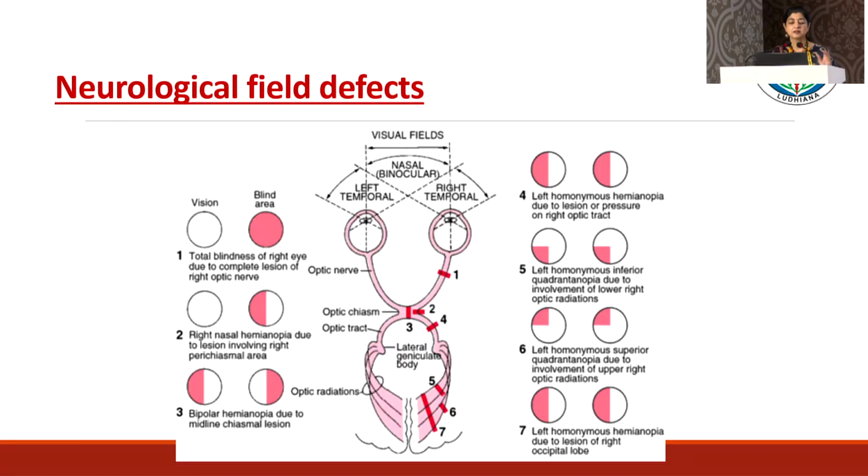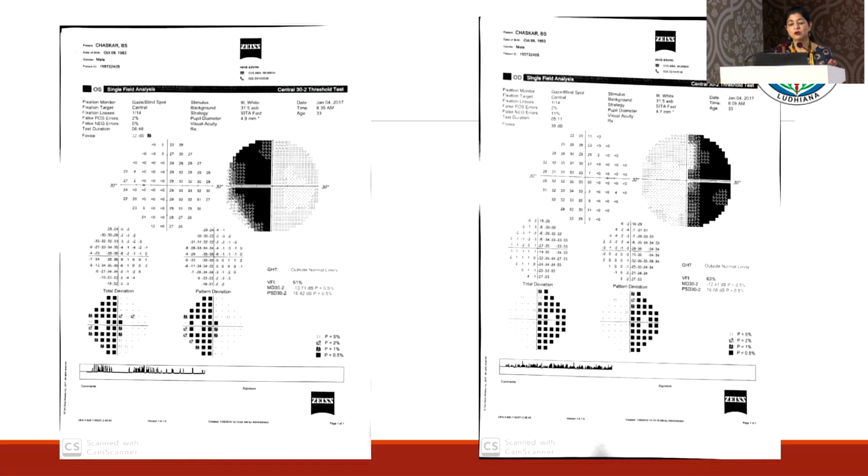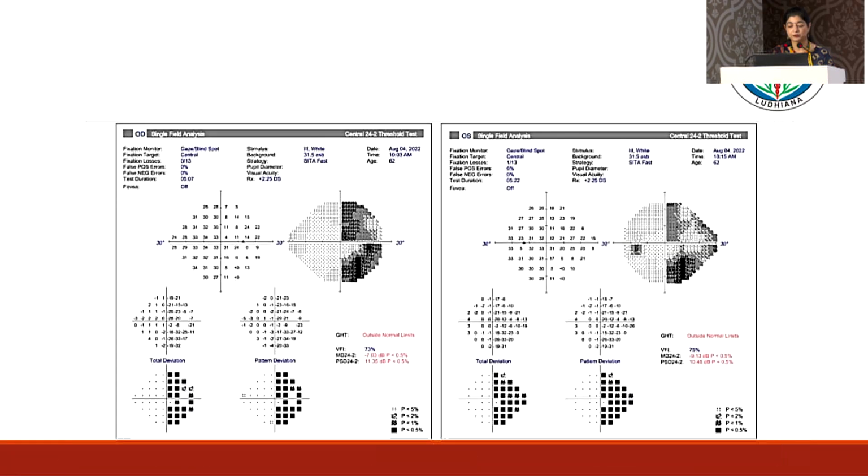And last, the neurological defects. Everything seen is again not glaucomatous. Glaucoma does not respect the vertical meridian, whereas all the neurological defects will respect the vertical meridian. If you see defects on one side of the vertical meridian, think of neurological defects. This is showing a bitemporal hemianopia. Again, this has a homonymous hemianopia, a left homonymous hemianopia.